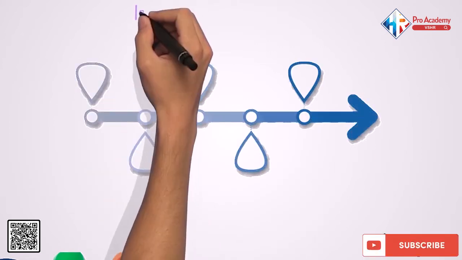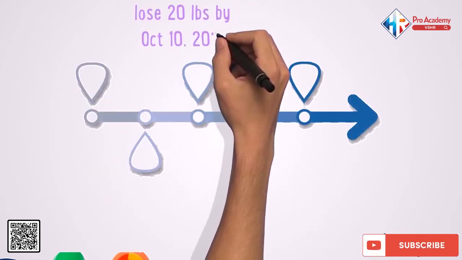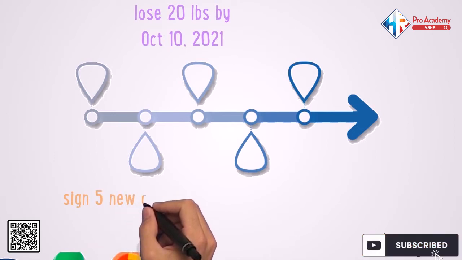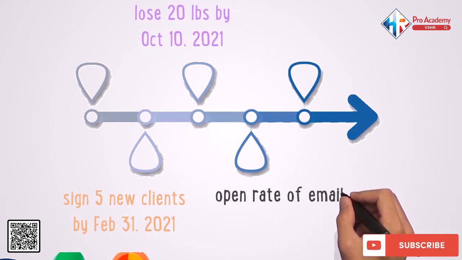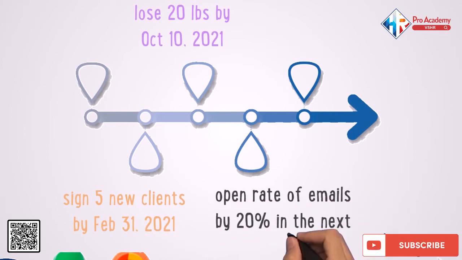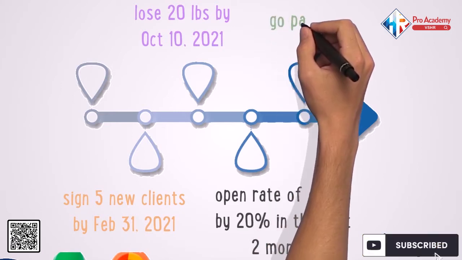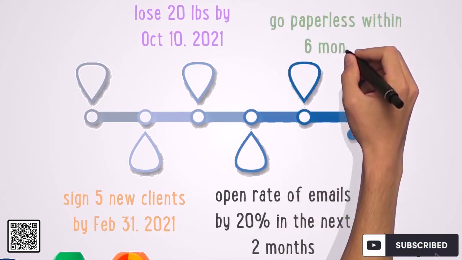I will lose 20 pounds by October 10, 2021. I will sign 5 new clients to increase sales by February 31, 2021. I will increase the open rate of emails by 20% in the next 2 months. Our business will go paperless within 6 months.